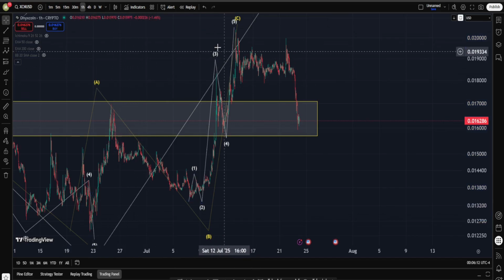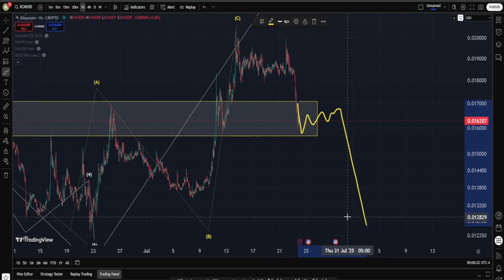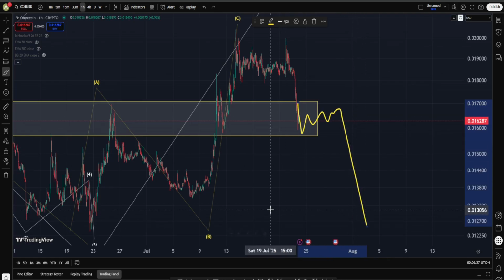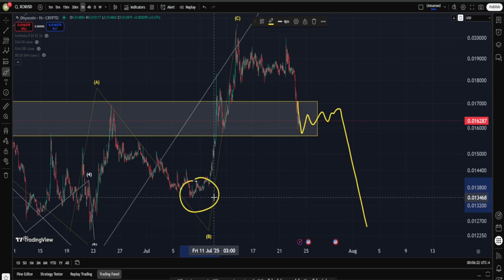So in case something that we don't really expect happens, we're not going to be necessarily surprised at all. Now, if this is going to be an ABC, then from the current point, we are probably going to see something like this, maybe a short-term consolidation, followed by a very strong move on the downside. And this is the key, pay attention.